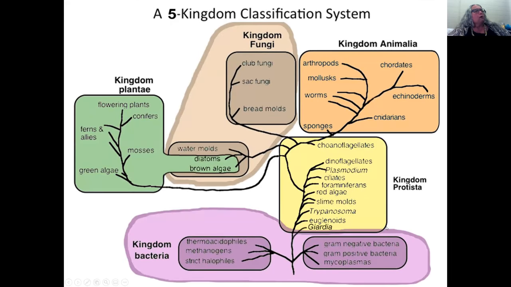Well, when I was a grad student, a downy mildew was a fungus. There was a five kingdom classification system then. And deep down, we knew that downy mildews, which are water molds, were not fungi. They were much more closely related to brown algae. And we knew that, but we didn't want to make waves and somebody had to study them. So we did.